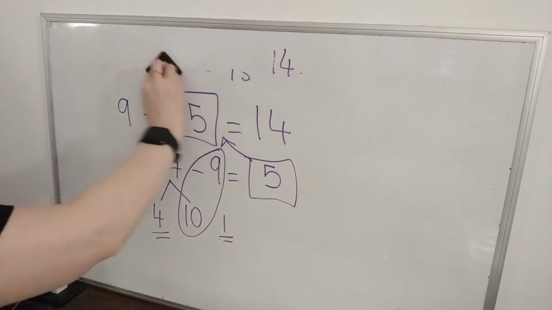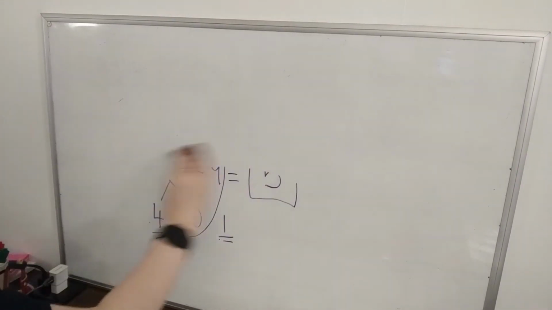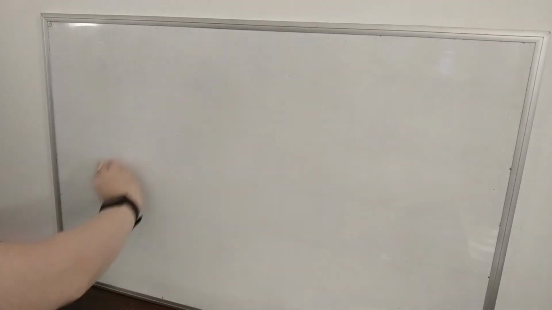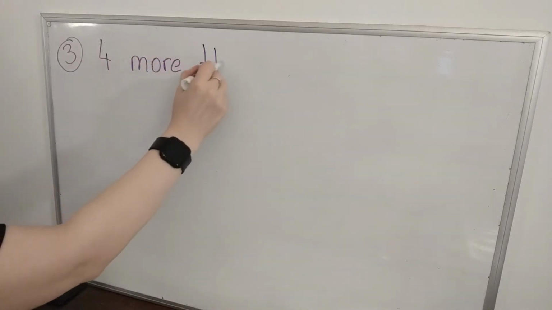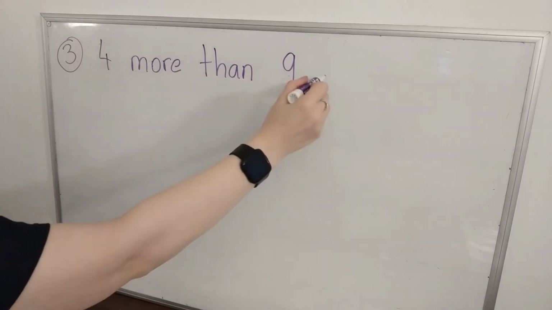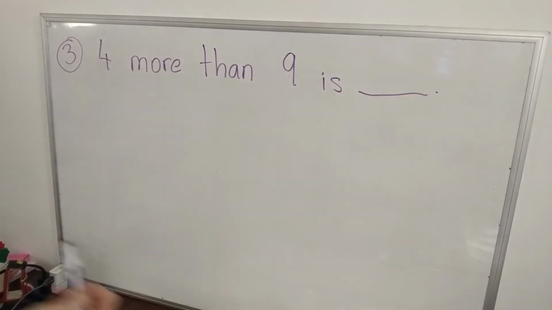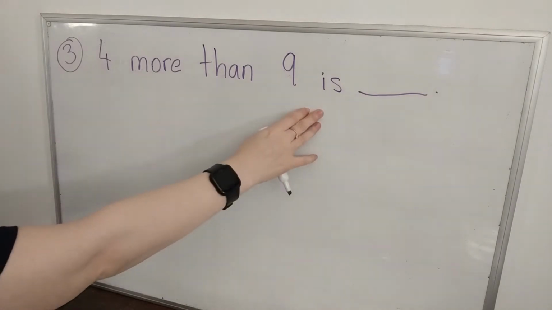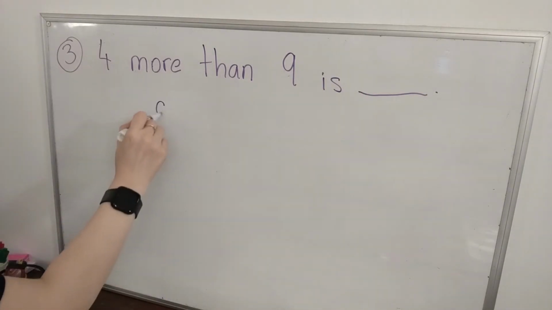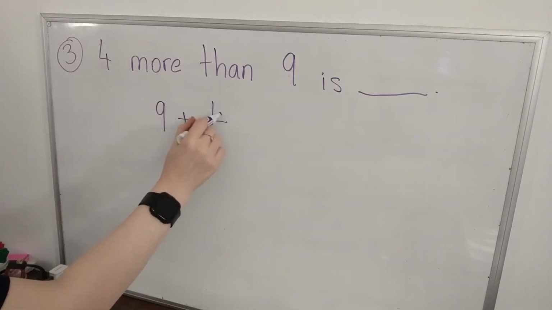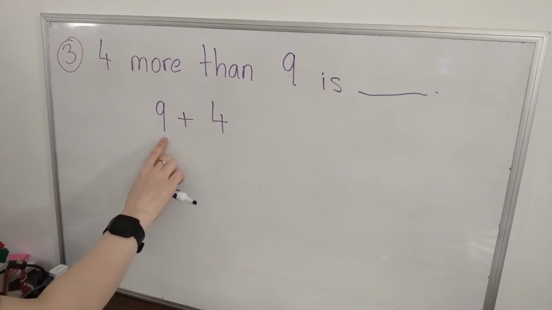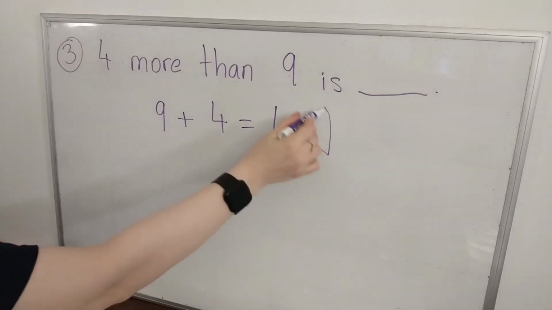Okay, I'm going to erase this one. And then let's move on to number 3. Number 3 says 4 more than 9 is blank. So I know I have a 9. More means plus. 4 more. 4 more than 9 is what?